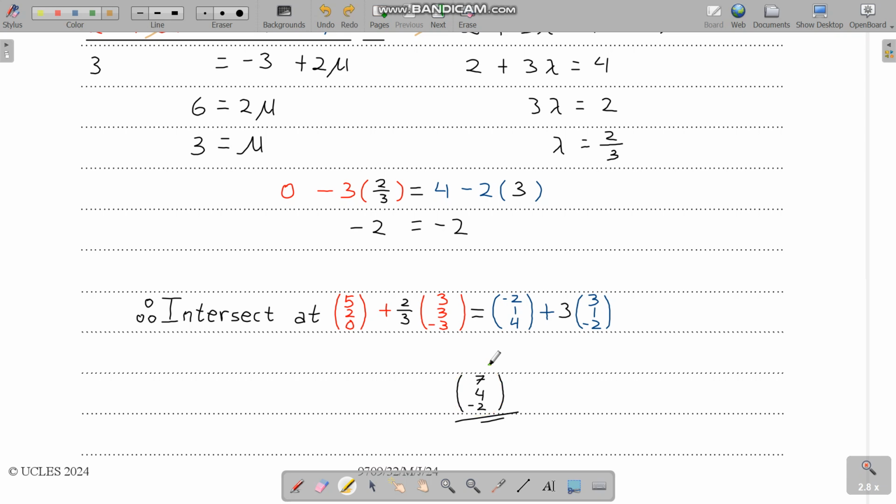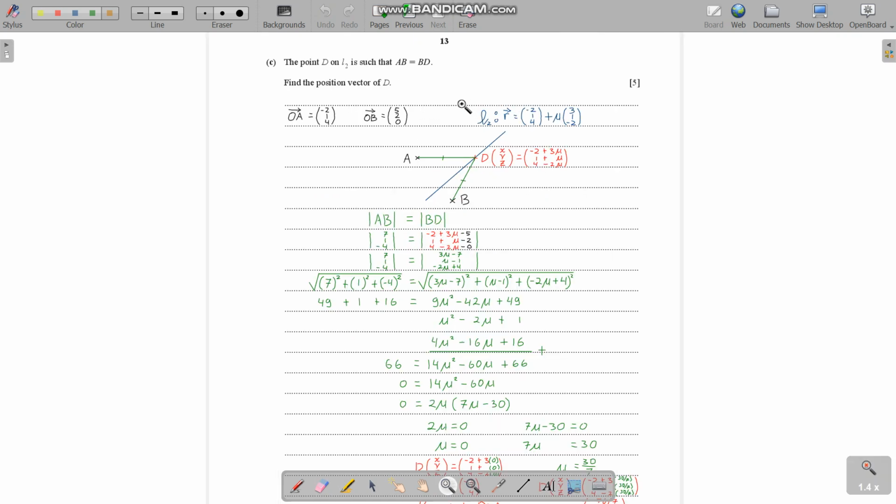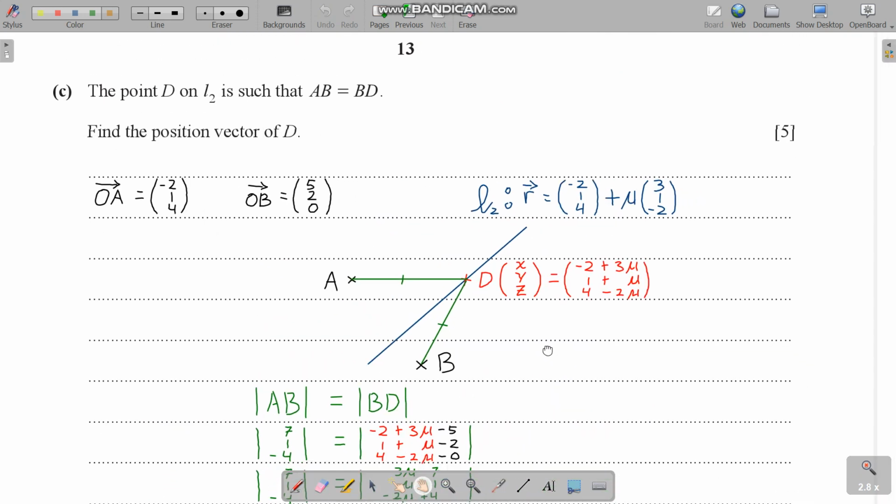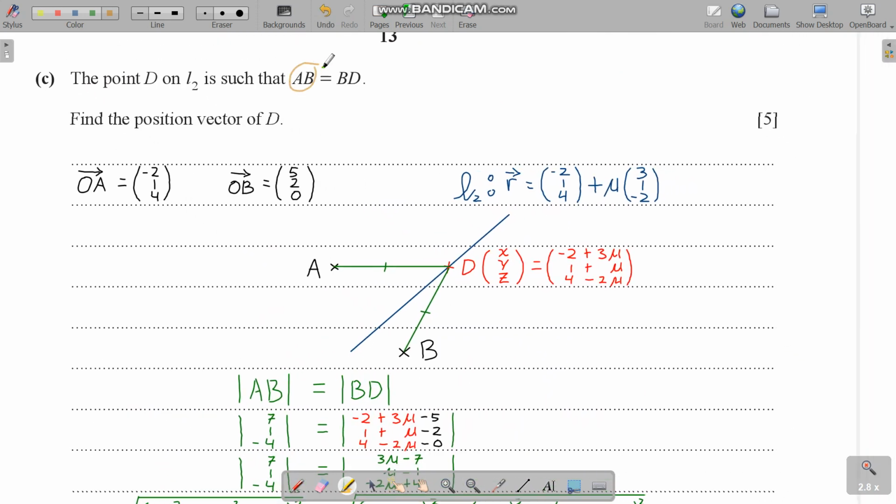Alright, now the last part: the point D on L2 such that AB equals BD. So the length AB equals the length BD. Find the position vector of D. Previously we have the point A, the point B, and the line L2. So just start by drawing some kind of graph to visualize things. We have this L2 line, and the point D is on that line, and we have some points A and B. We don't know where they are, but we do know that this distance is the same as this distance.